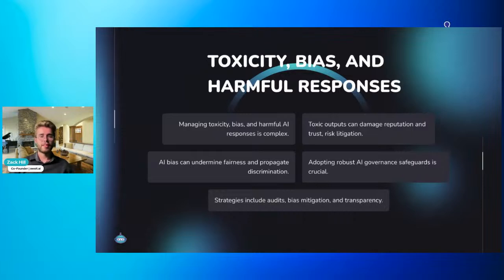So when implementing AI, businesses face the complex challenge of managing the risks associated with toxicity, bias, and harmful responses. So toxic outputs can damage a brand's reputation, lead to mistrust among users, and even result in litigation. Bias in AI can undermine fairness, propagate discrimination, and harm affected groups. So to navigate these challenges, companies must adopt a proactive stance and implement robust safeguards for AI governance, including regular audits, bias mitigation strategies, and transparency mechanisms.